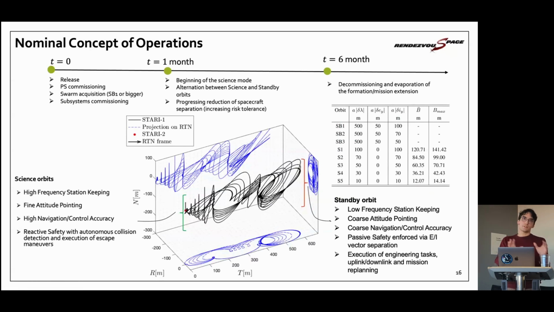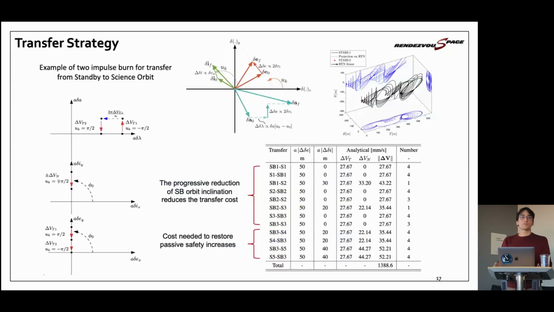So overall, in the science orbits, as I said before, we're going to operate under an active safety constraint and reactive safety approach, and on the standby orbit, we're going to rely on passive safety. So let's talk about transfer first, and then we're going to look at how we can actually do the station keeping in the science orbit.